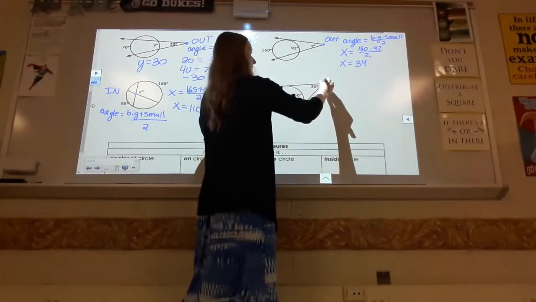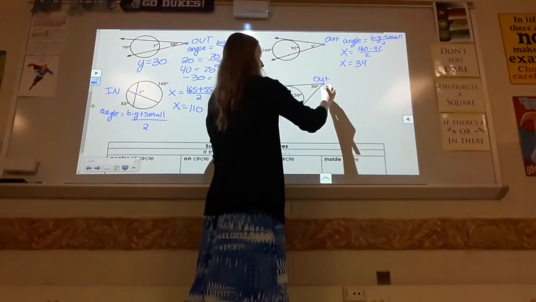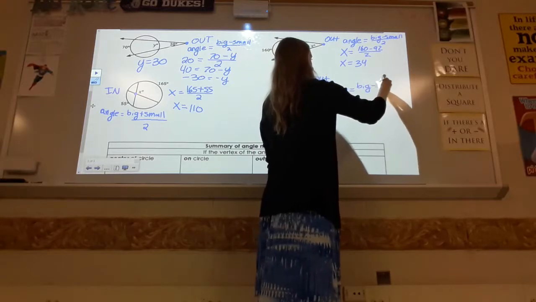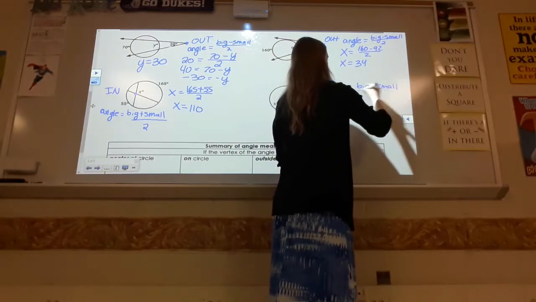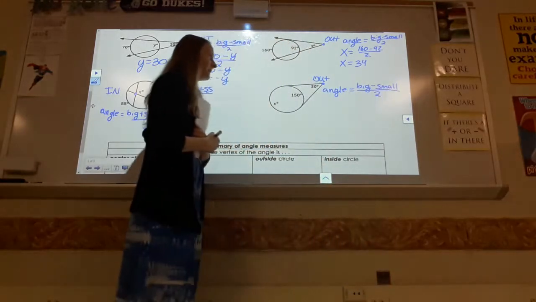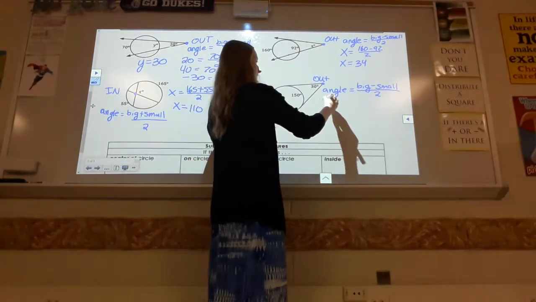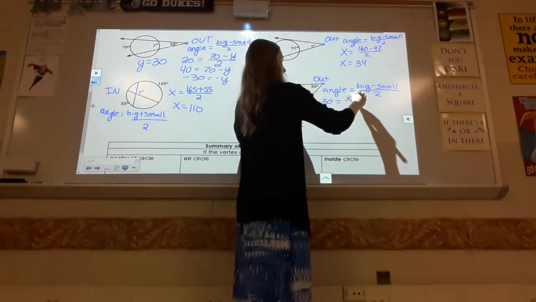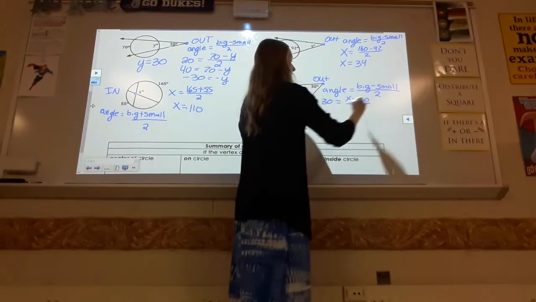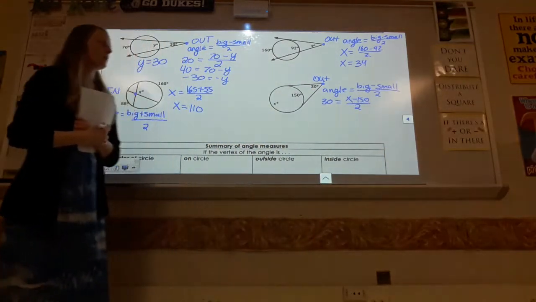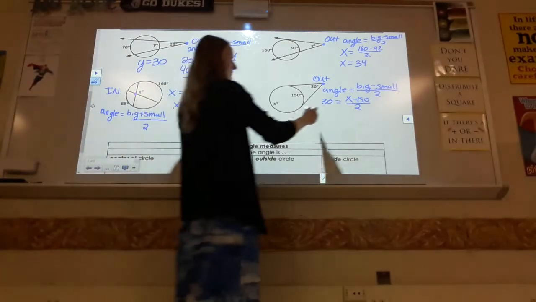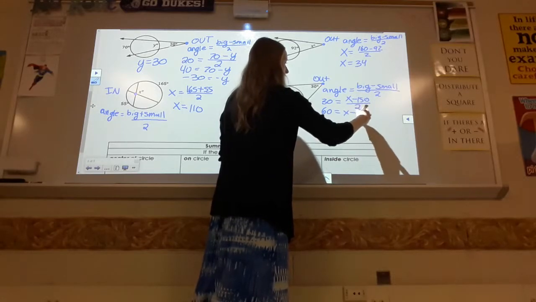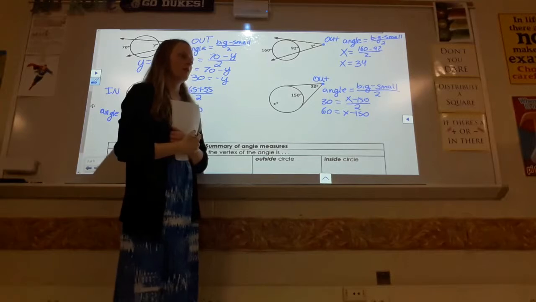In or out? So my formula would be angle equals big minus small divided by 2. It's subtraction when it's outside, addition when it's inside. Alright, so what's the angle? 30. What's the bigger of the two arcs? X. What's the smaller? And then you're going to divide that by 2. So this is another one where we have to do some algebra to get there, a couple steps. So what would I do first? Multiply by 2, zero the fraction. And then what? Add 150.